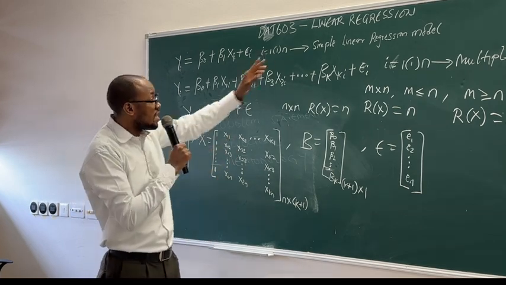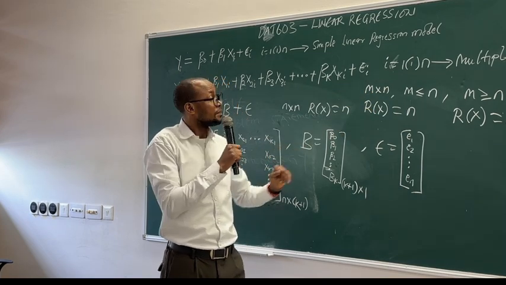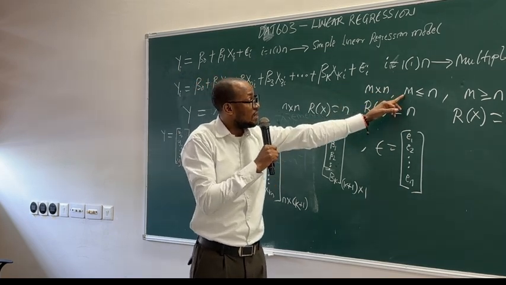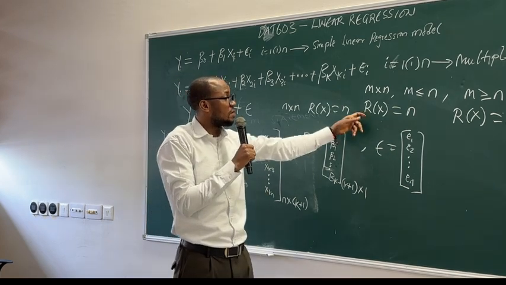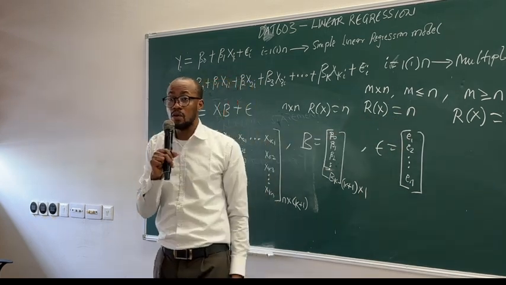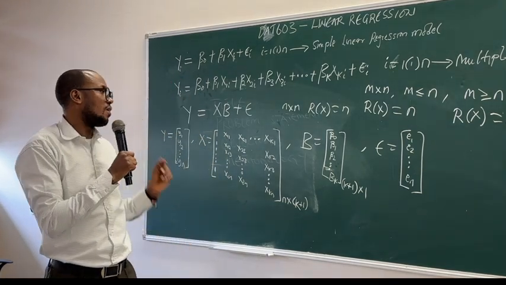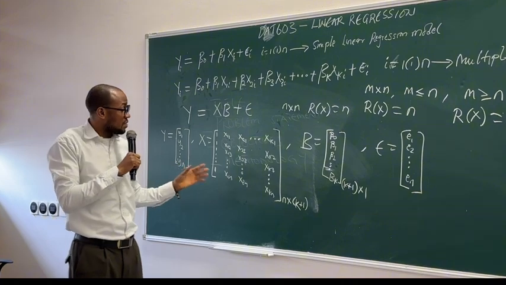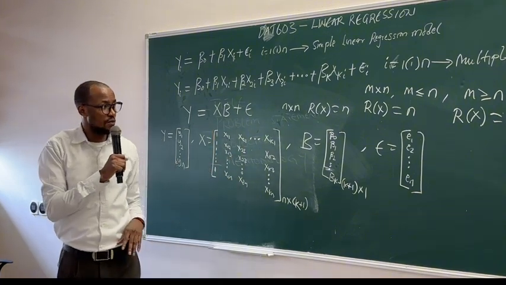Okay, but here, like I provided here, the rank of the matrix: if the number of rows is less than or equal to the number of columns, then the rank of the matrix is essentially equal to the what? The number of columns, and then vice versa. But what I want you guys to take note of in this discussion is the fact that this matrix is of what? Is of full rank.